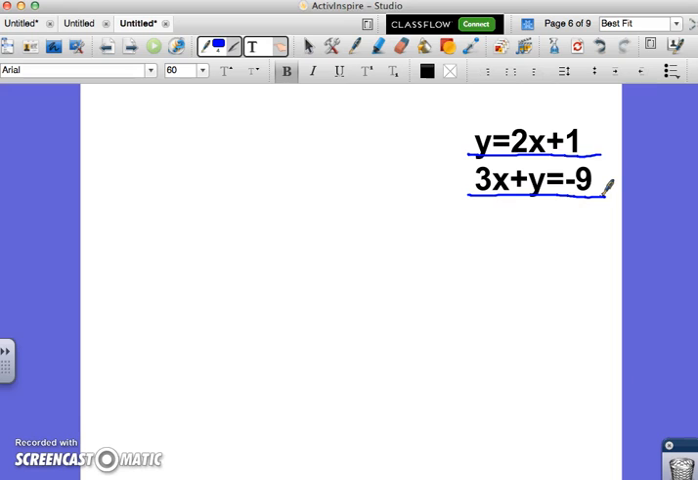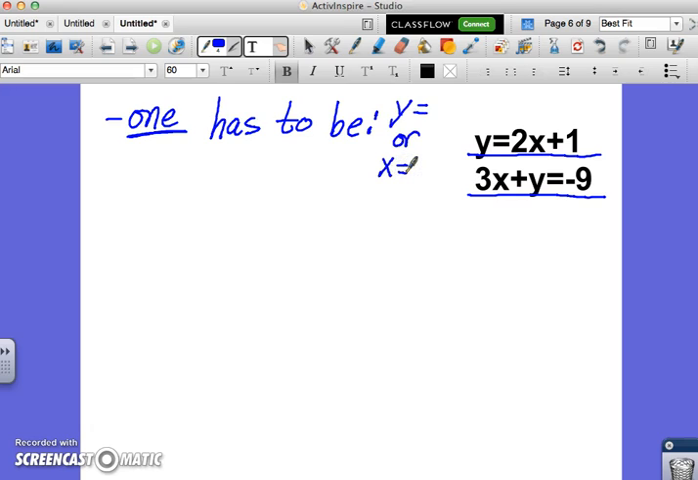But in order to solve a system by substitution, one of them has to be written as y equals or x equals. We need one of them to be written like y equals or x equals. And do we have that here? Yes, we do. Notice this first one right here. It says y equals. It is in y equals form. That means that is the one we are going to substitute in.